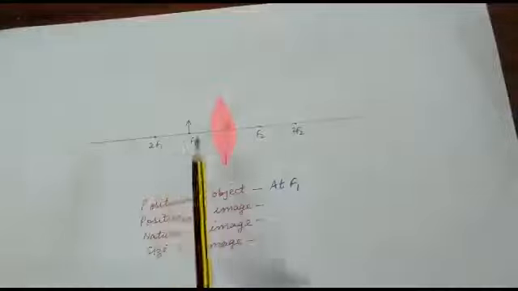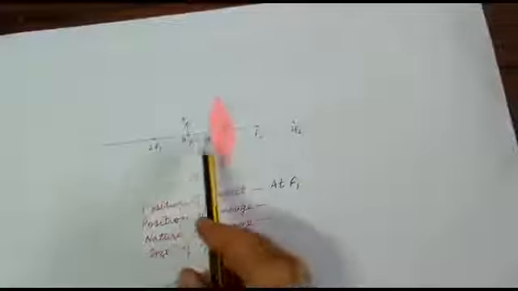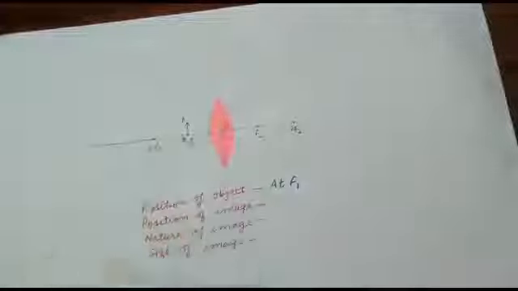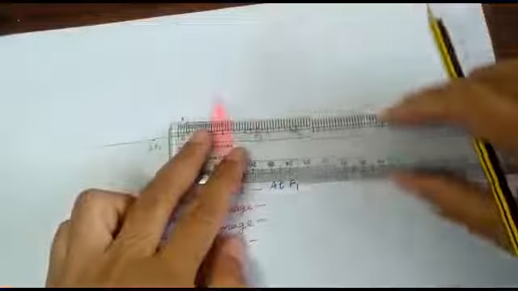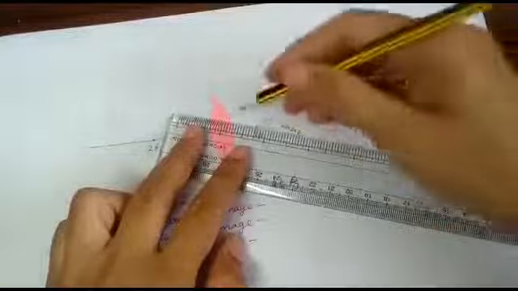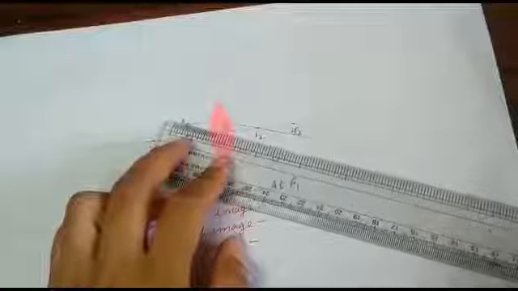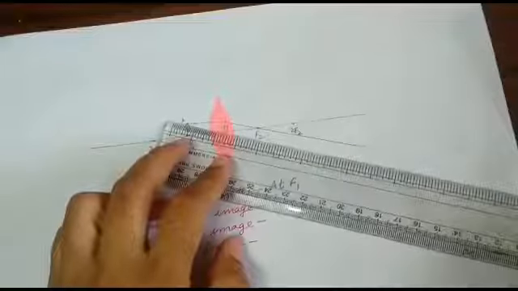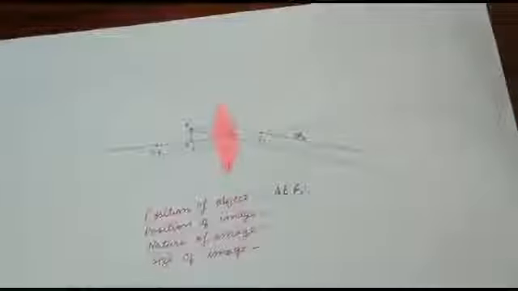The next position of the object is at F1. Here I have placed the object A, B. That means the object is placed at a distance equal to the focal length. So this light ray which is moving parallel to the principal axis will pass through the focus after refraction, and the other light ray which is passing through the optical center will move undeviated. So here we can see parallel light beams.